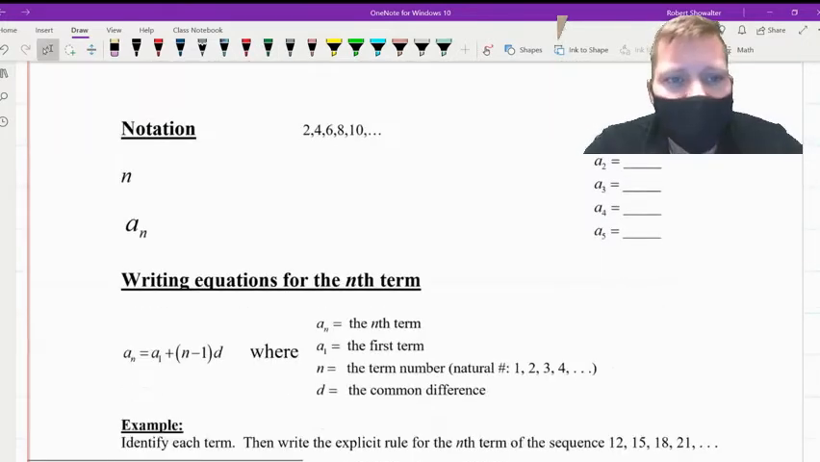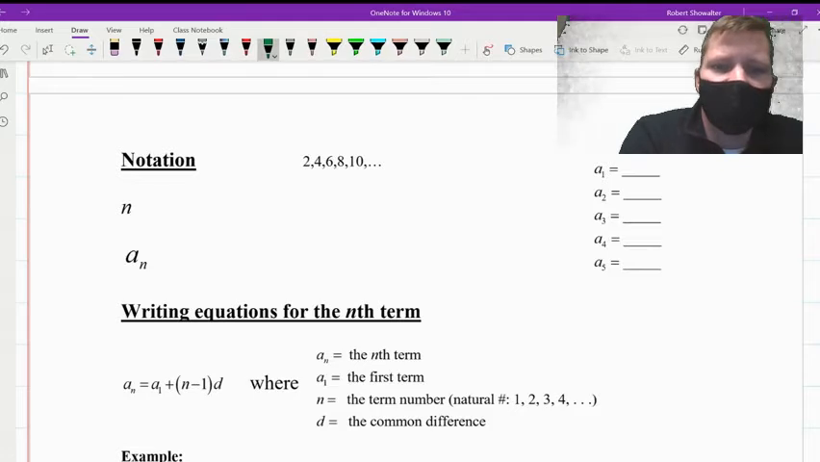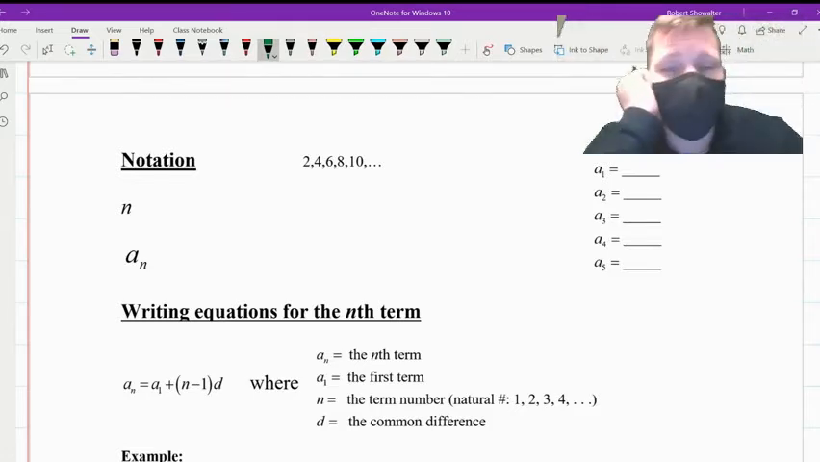All right, let's dig into the next one. We have some notation. So if you look at this, 2, 4, 6, 8, who do you appreciate? Mr. Showalter, Mr. Showalter, Mr. Showalter.